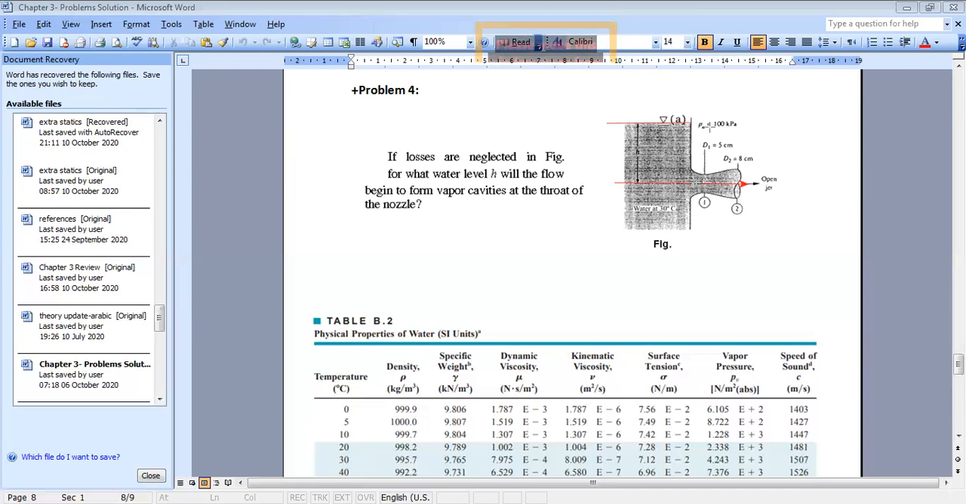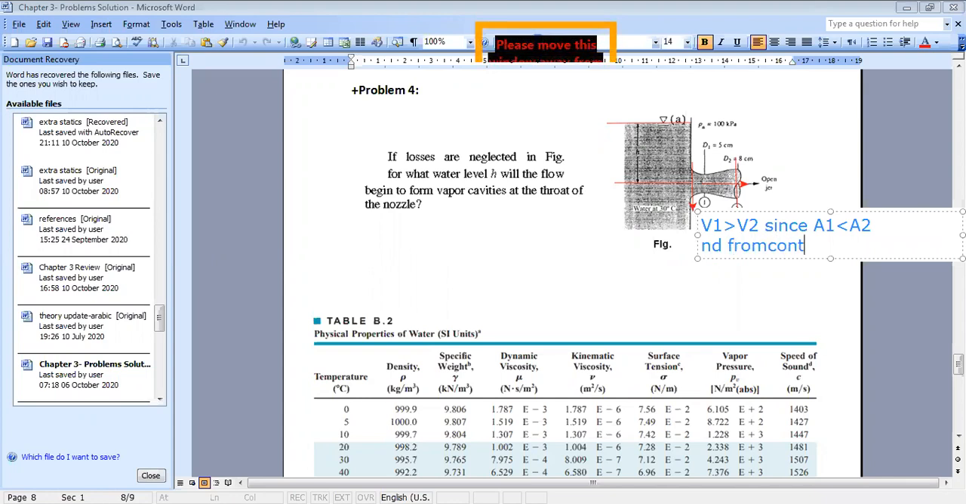Okay, so let us say the critical pressure, as you said, is here. Because if I compare sections 1 and 2, the velocity is higher at 1, so we know that V1 is larger than V2, since the cross-sectional area A1 is smaller than A2. And we know from continuity that A1 V1 equals A2 V2.